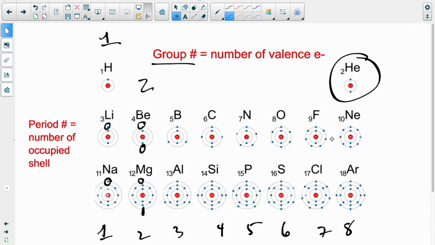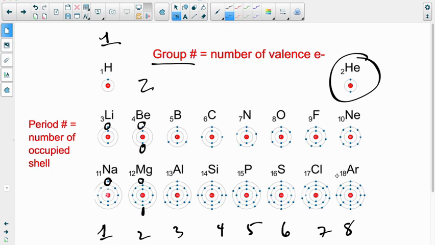The only exception in this column is helium, which has 2 valence electrons. The reason it's placed here is because it has 1 occupied outer shell, and I'll explain what occupied means, and that shell is full. If you remember from grade 9, the first shell can only hold 2 electrons, so if you have 2 electrons, that shell is considered to be full.